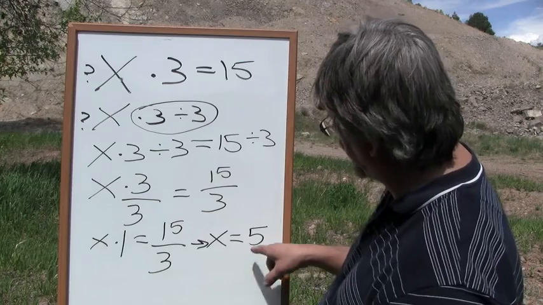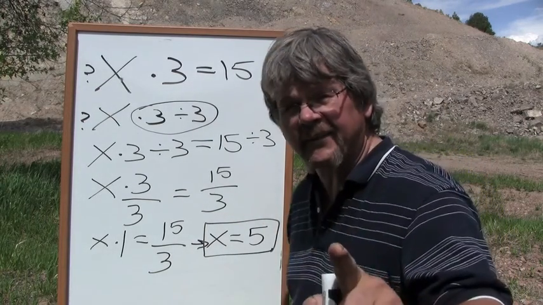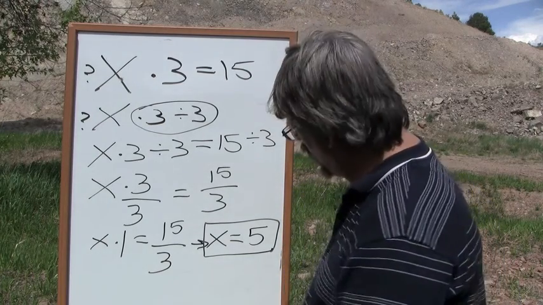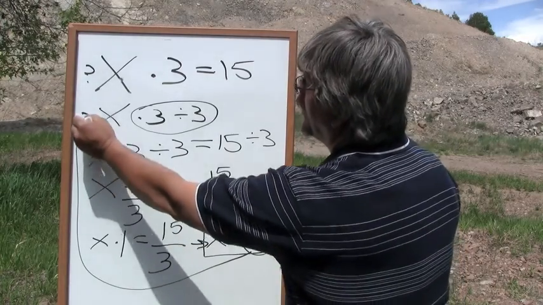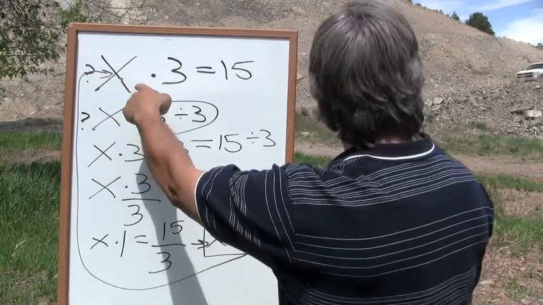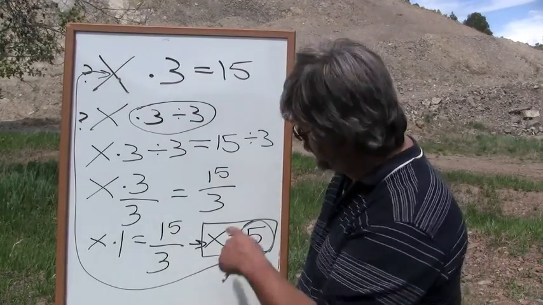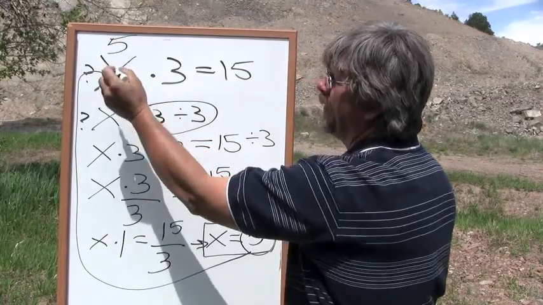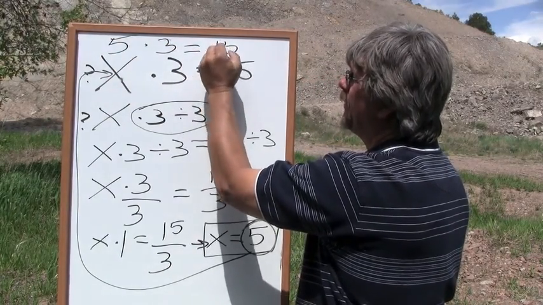15 divided by 3 is 5. There's your answer. Now, x equals 5. So, you take the 5, plug it back into that x. You take the 5, put it back into that x. 5 times 3 equals 15.